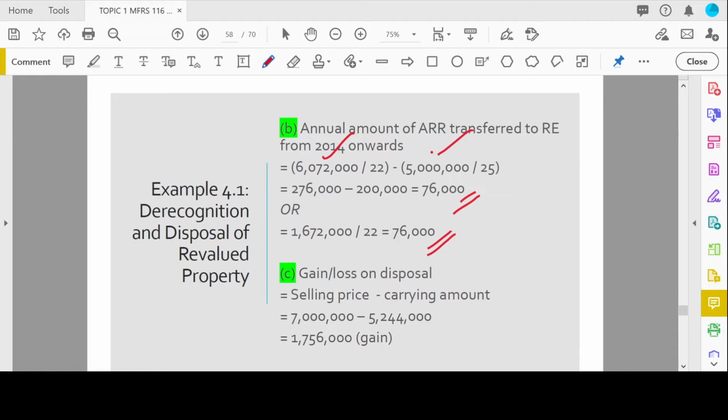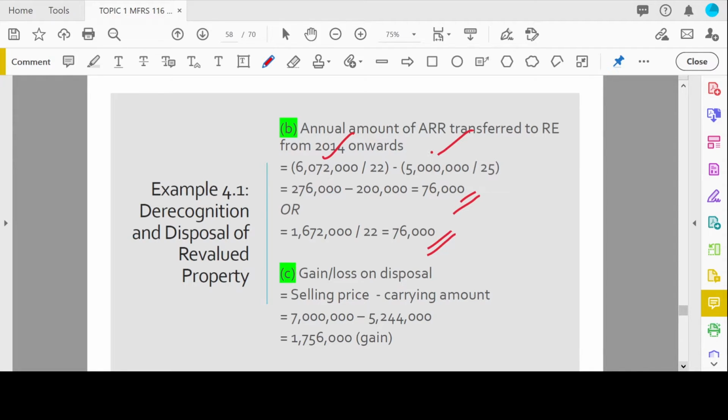Okay, requirement C asks you to calculate gain or loss on disposal. What is the formula that I shared with you just now? How to calculate gain or loss on disposal? Any proceeds that you receive from the disposal of an asset minus the carrying amount. So we do have the selling price for year 2016, which is 7 million. But do we know the carrying amount? No, we have to compute the carrying amount.